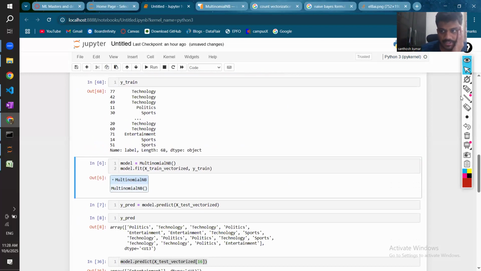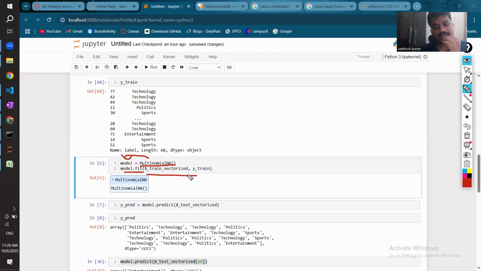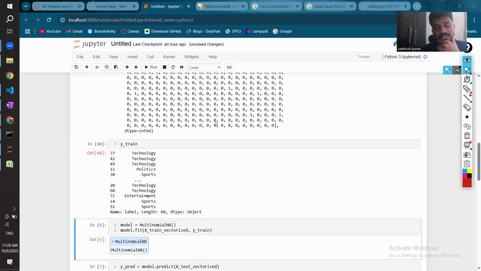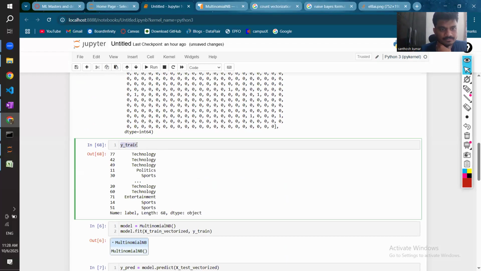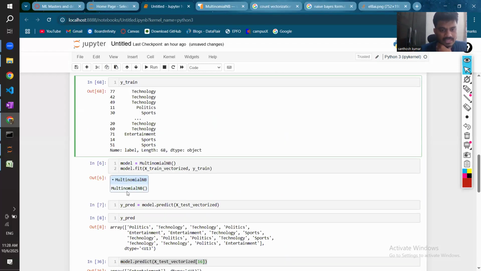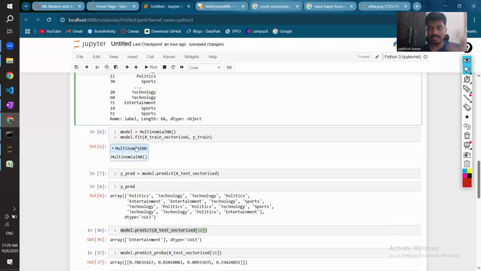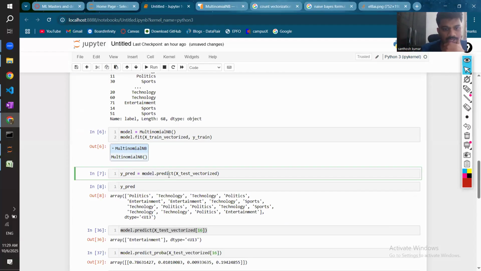First we import naive Bayes. This is a model object, and we call dot fit on X train vectorized and y train. X train is this X train vectorized, and y train is y train. Now training is done. Internally it does the same thing we have discussed. Then model dot predict is used when predicting on X test vectorized.